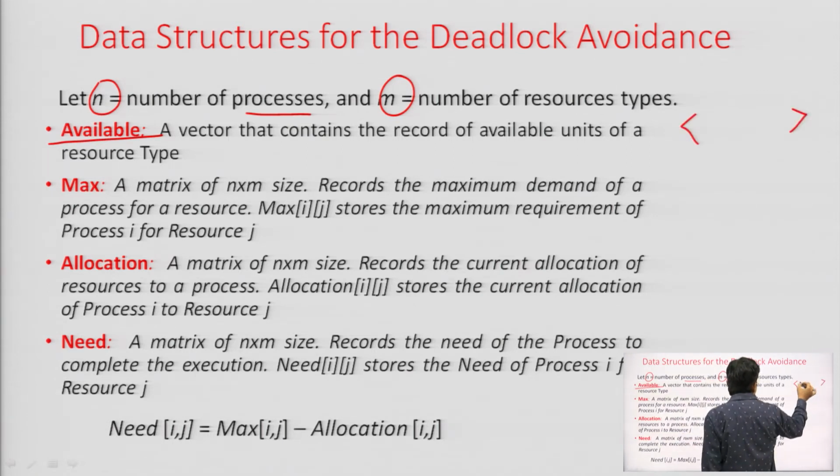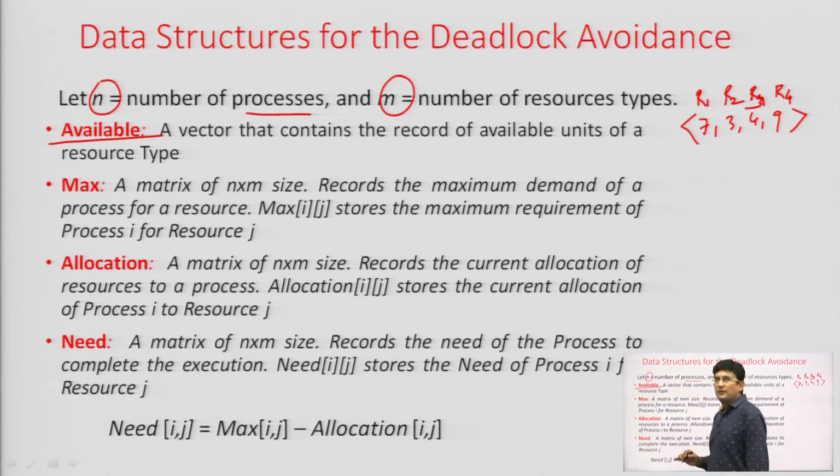Let us say it is representing 7, 3, 4 and 9. So, this means that for resource R1 7 units are available, for resource R2 3 units are available, for resource R3 4 units are available, and for resource R4 9 units are available. So, this is the available vector.